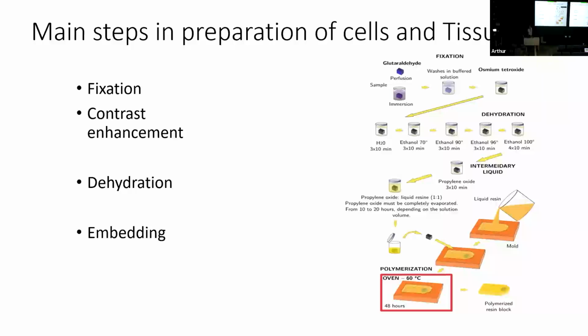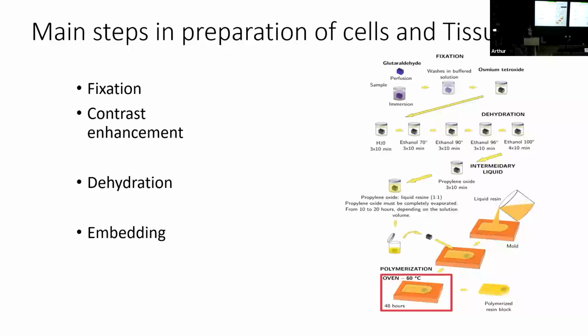We're going to wash that and then stain it with contrast enhancements. We're going to use osmium tetroxide, and we're going to follow that by uranyl acetate. After that, we're going to wash quickly and dehydrate it completely, replace all the water in the cell with ethanol. We're going to do that slowly so that we don't shrink or explode the cell in that process.